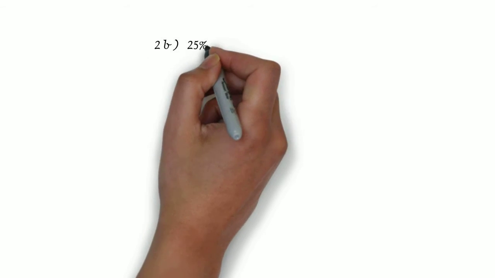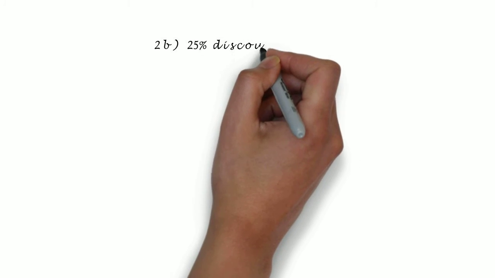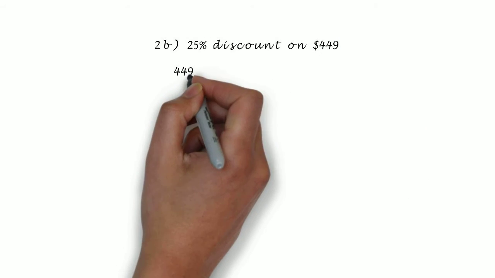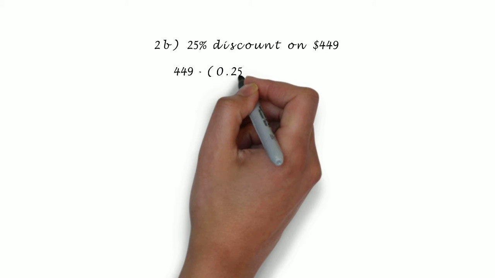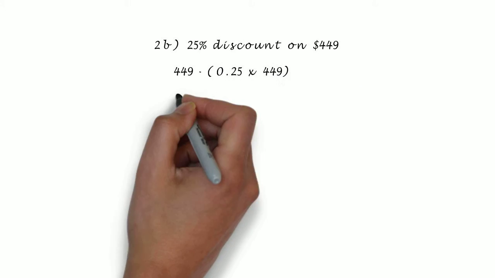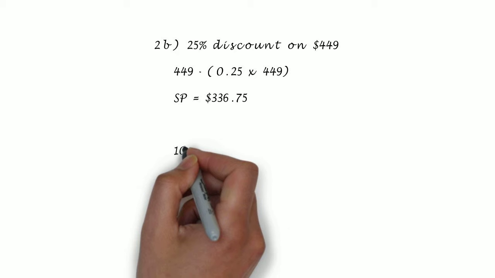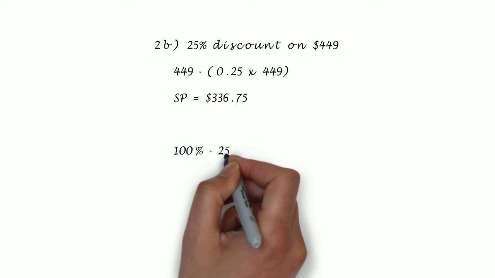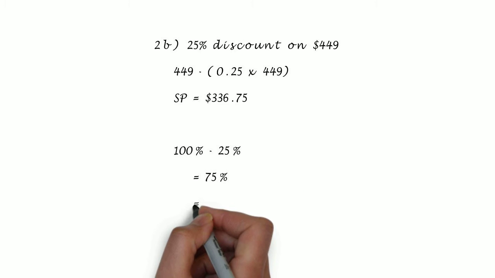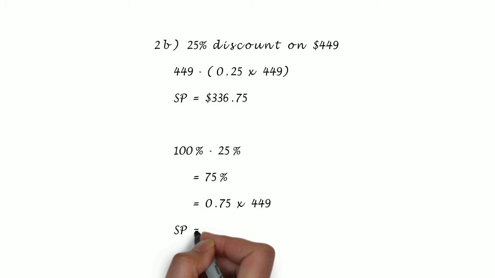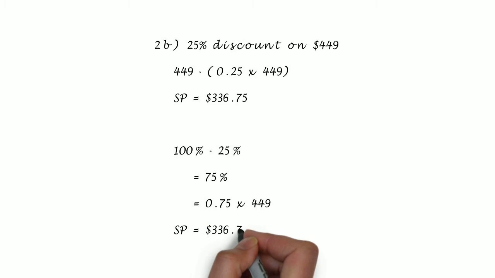Now in exercise 2B, there's a 25% discount on $449. Again, we can do it one of two ways. We can go 449 minus the percentage off, which is 0.25 times 449, and that gives us a selling price of $336.75. Now 100% minus 25% is 75, so if we multiply it by 0.75, then we find the same answer, 336.75. So either way is acceptable, no worries.